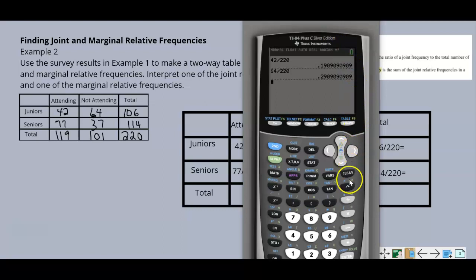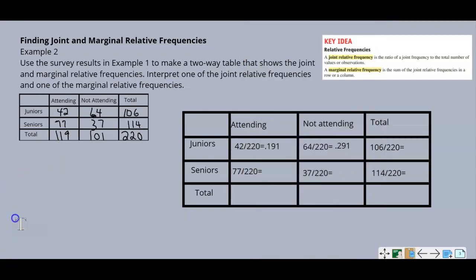So let me go ahead and do these next two. We've got 77 divided by 220, 0.35, and then 37 divided by 220. So that is the senior numbers here. So 0.35 and 0.168. All right, now the totals.